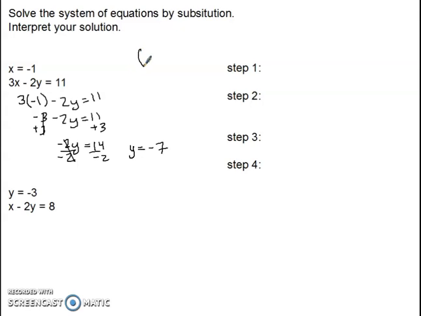So I know that my y value is -7, my x value is -1, or you can replace y in this equation and solve for x. Either way, you will get an x value of -1. So -1, -7 is the point where the two lines intersect.